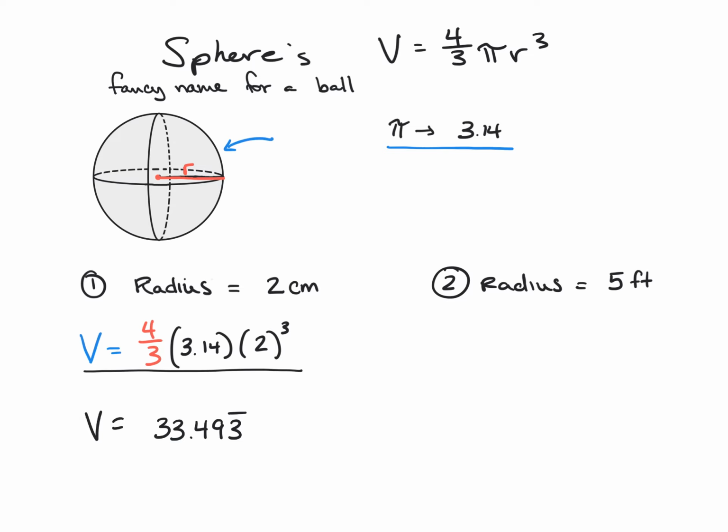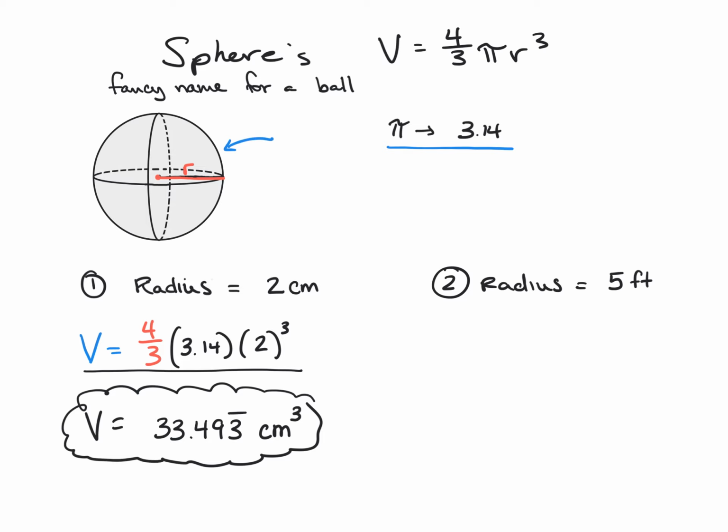It takes up physical space. So what we do is we write that as cm cubed. So all volume, all of their dimensions are going to be cubed. So my final answer to this one is 33.493 repeated centimeters cubed. Great, on to the next one.